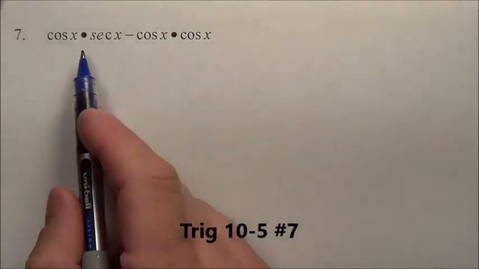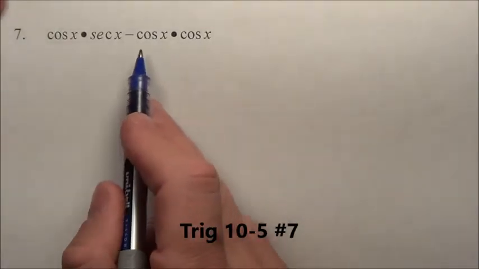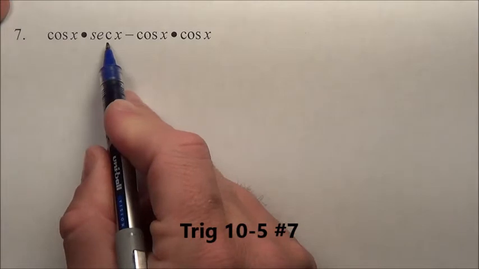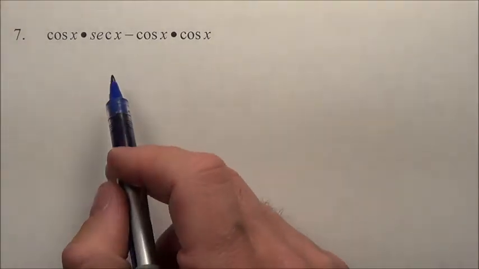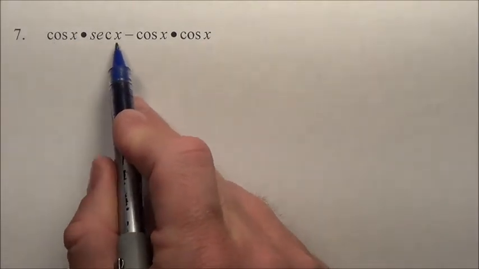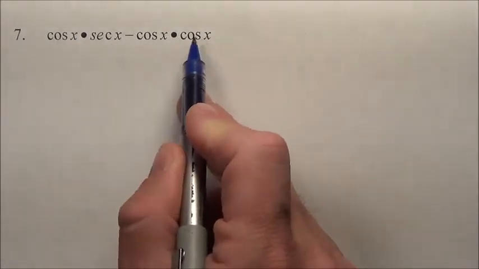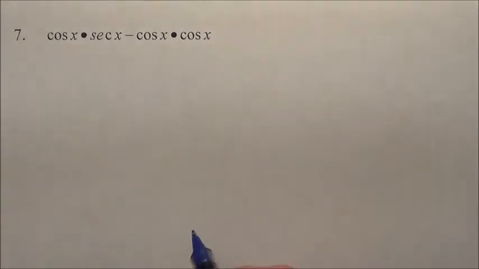Problem number 7. Going to change everything we can to cosines and sines. Well, this is a secant of x, cosine of x, cosine of x. Wait a second. I have this minus this. Is there something that can be factored out? I think there is. Maybe that's what we should do.